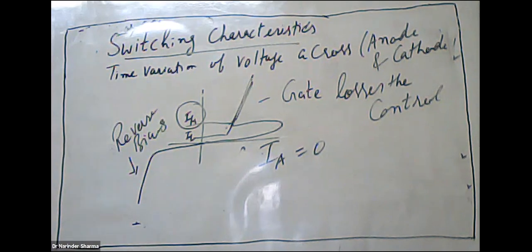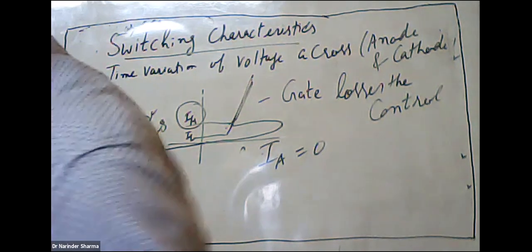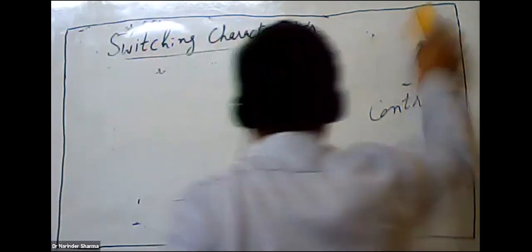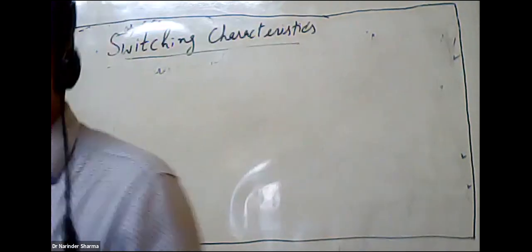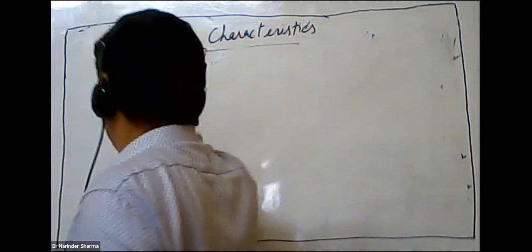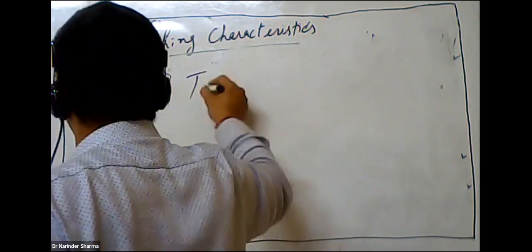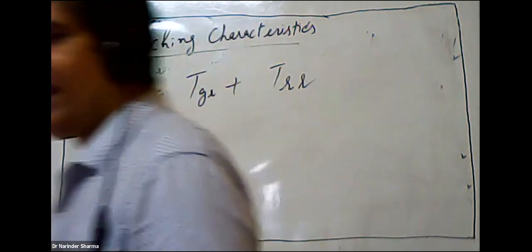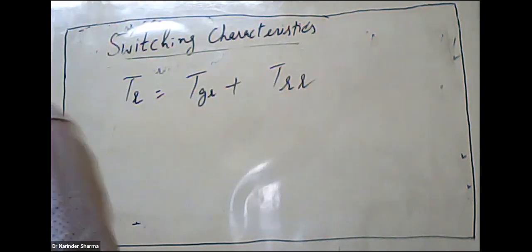Now, as far as the turn-off time is concerned, it is divided into two intervals: gate recovery time and reverse recovery time. How can we turn it off? Turn-off time is divided into gate recovery and reverse recovery time.